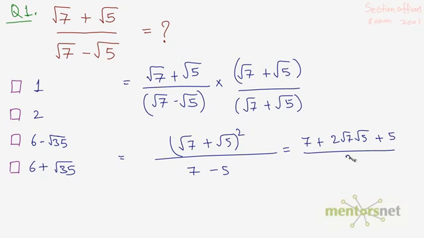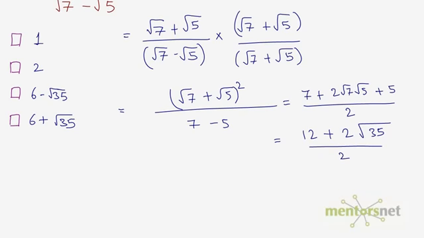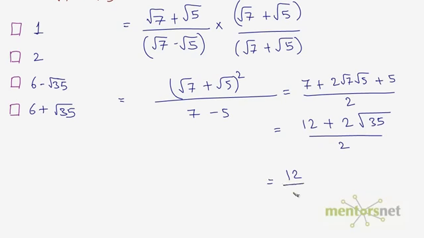This is equal to 7 + 5, which is 12, plus 2 times the complete root of 7 times 5. So 7 times 5 is 35, divided by 2. This is equal to 12 by 2 plus 2√35 by 2. This 2 gets cancelled. 2 times 6 is 12. So the answer is 6 + √35.